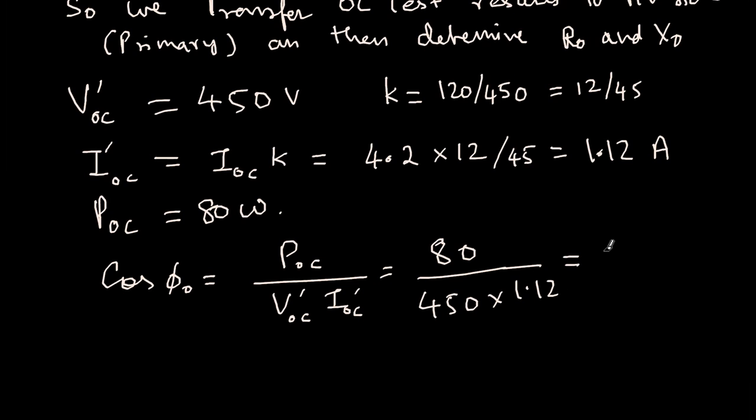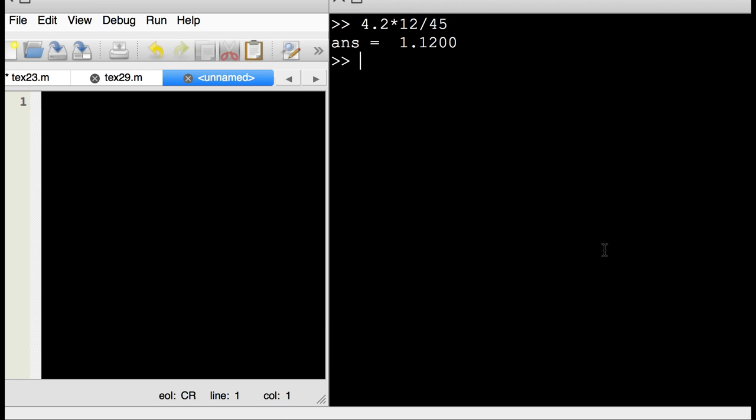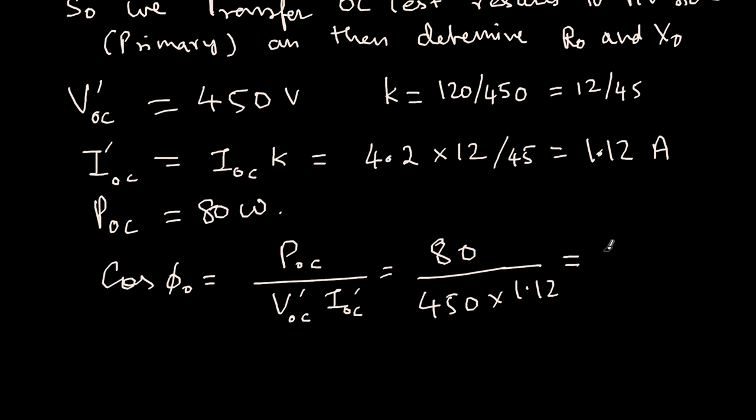So what is that? So let's calculate. 80 divided by 450 multiplied by 1.12. 0.1587. So I'll just keep it as 0.159. So this is, I'm sorry, not ohms. This is cos of phi naught.